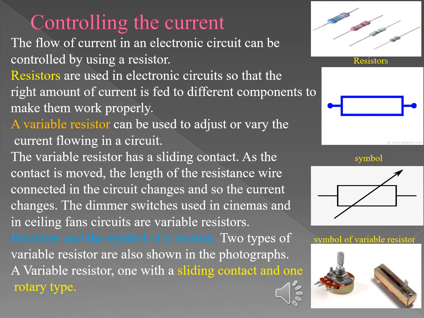Dear students, in this slide, you can see different resistors and the symbol of a resistor. Two types of variable resistor are also shown in the photographs: a variable resistor with a sliding contact and one of the rotary type.